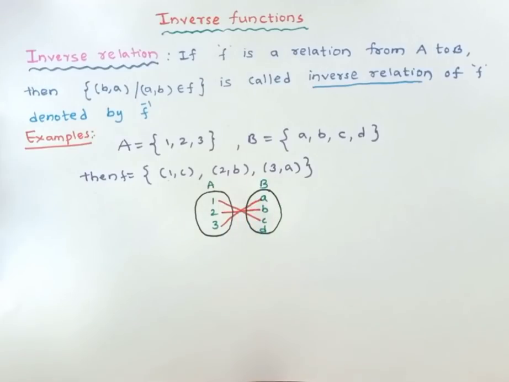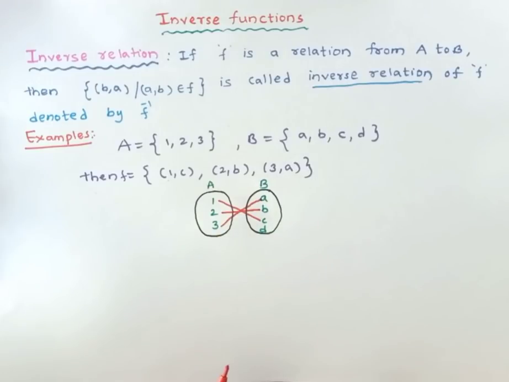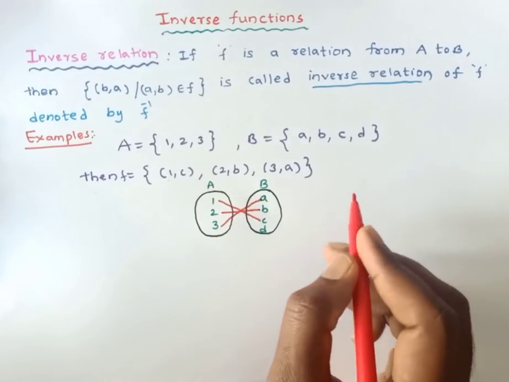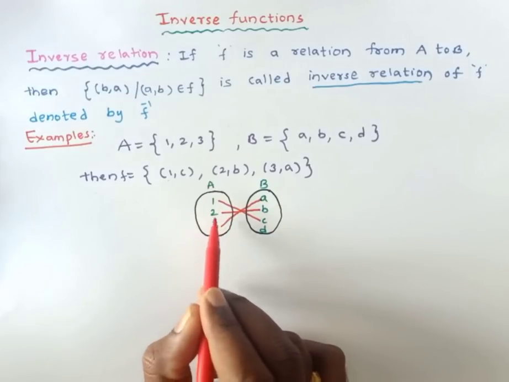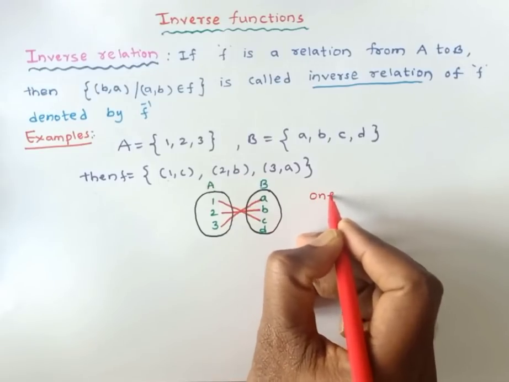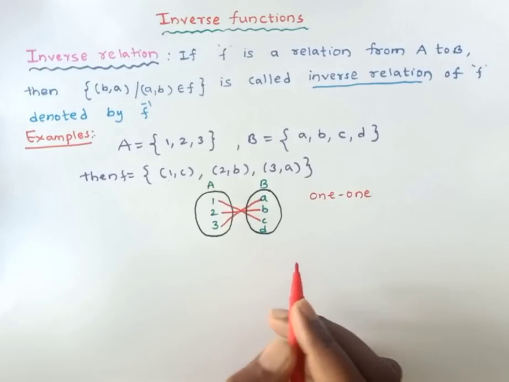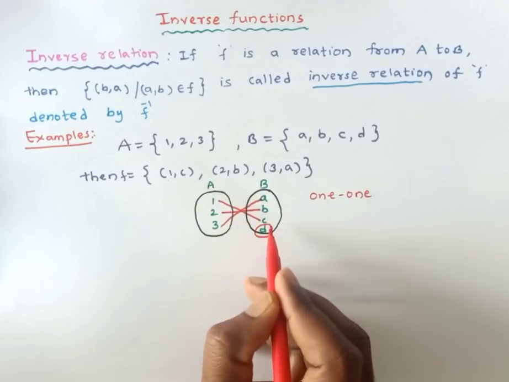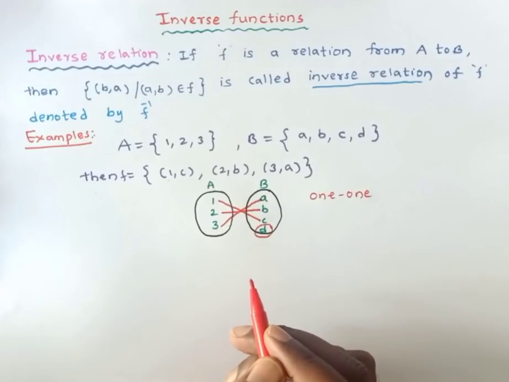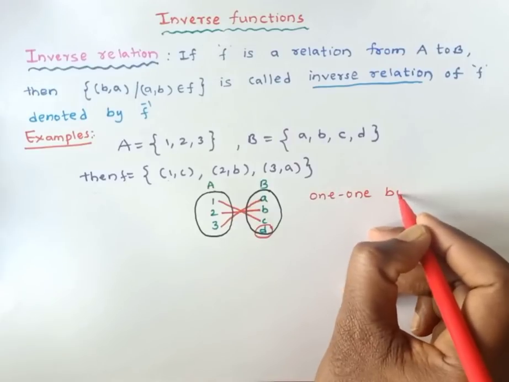Now obviously it is a function, since every element of A is mapped to a unique element. It is also one-one, since distinct elements of A have distinct images. What about onto? This is not onto, since d belongs to B and there is no pre-image of d. So it is one-one but not onto.